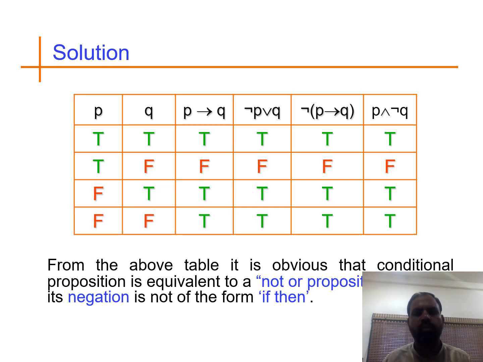Now this is a solution for the previous example. In this table, this column is the value of P, this column is the value for Q, and this one is P implies Q. Negation of P or Q, negation of P implies Q. So this one is P and negation Q. From the above table, it is obvious that the conditional proposition is equivalent to the not-or proposition, or its negation is not of the form if-then.